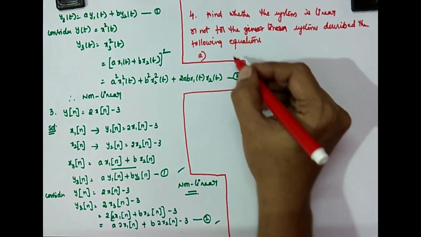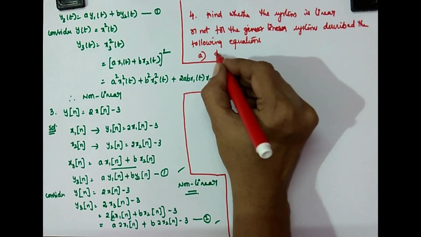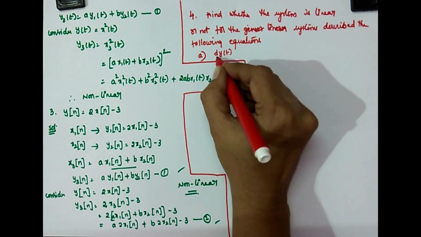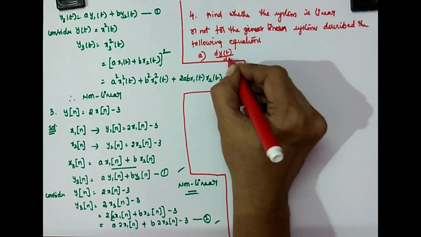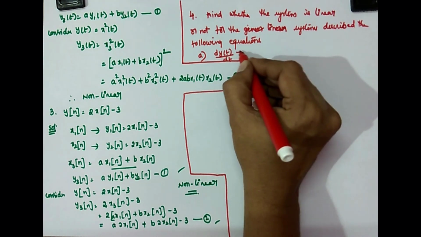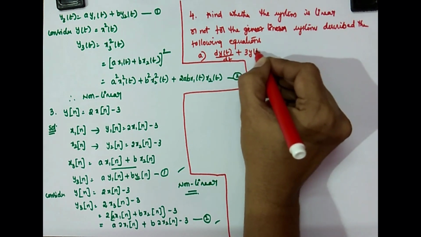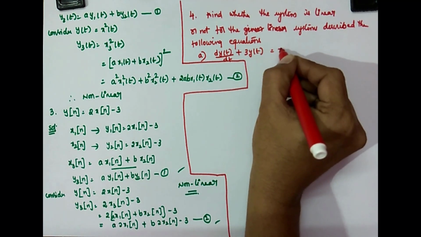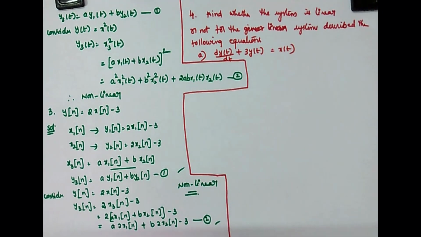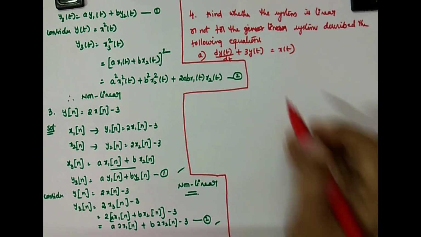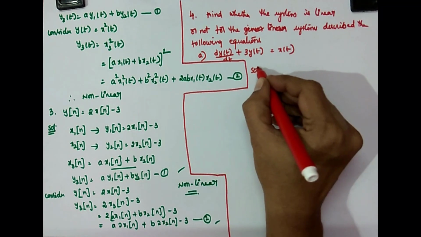Let us take the first equation as dy of t by dt plus 3 into y of t is equal to x of t. This is the first equation. This is the system differential equation. Now, see the procedure carefully.